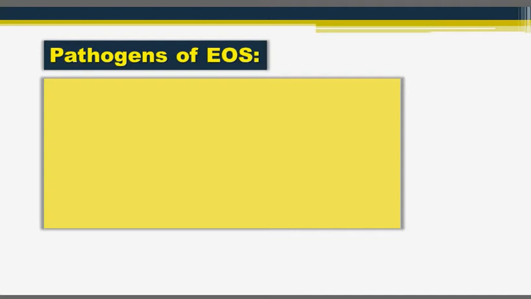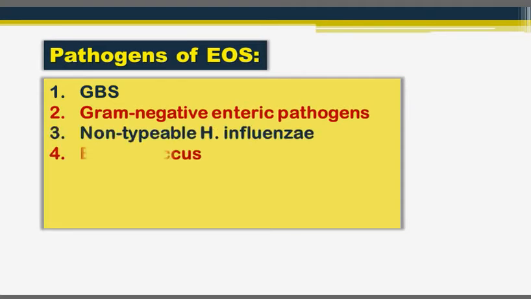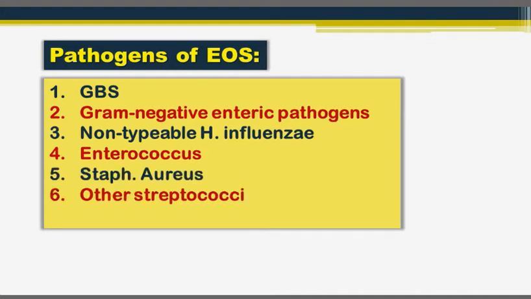What are the pathogens of early onset sepsis? Firstly, and the most common, is group B beta hemolytic streptococci, or what we call GBS. Then gram-negative enteric pathogens may cause it, non-typable H. influenzae, enterococci, Staphylococcus aureus, and other streptococci, and finally Listeria monocytogenes.